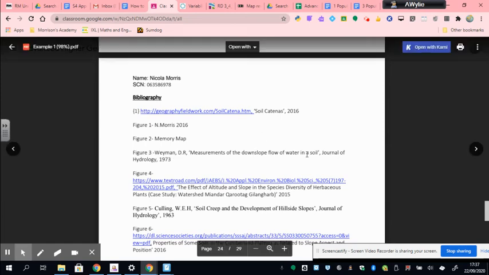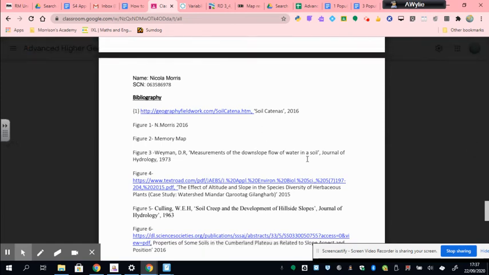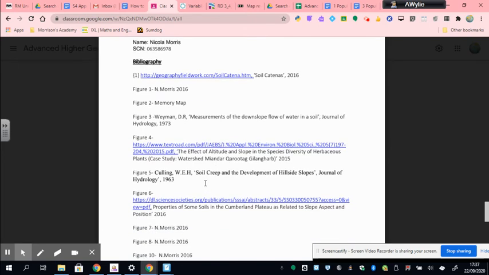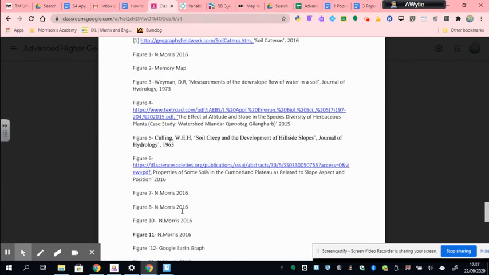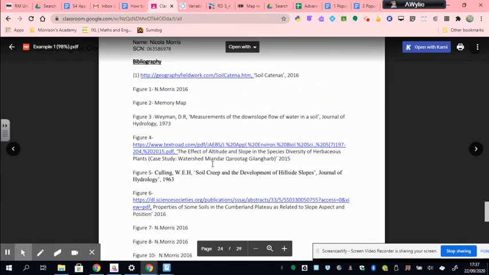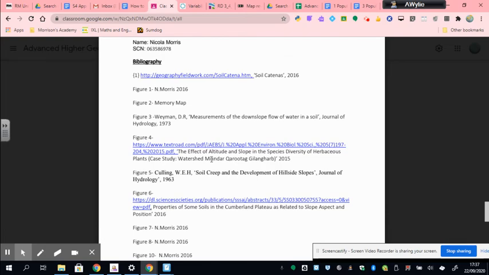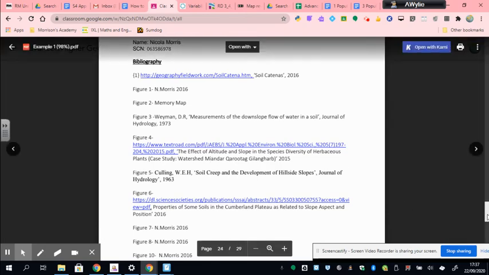Now, this is another thing the marker's going to look at. They can see that soil catenas was looked at, this website, this journal was looked at, this journal, that's 3, 4 soil creep, 5. So she has looked at 5 different academic sources to support her research.